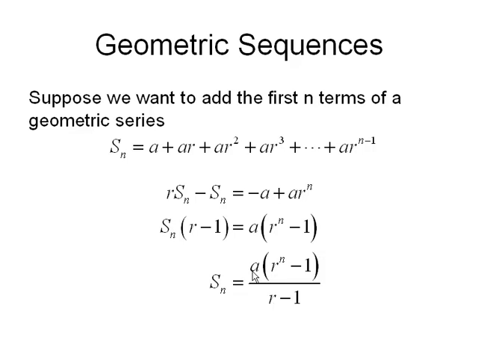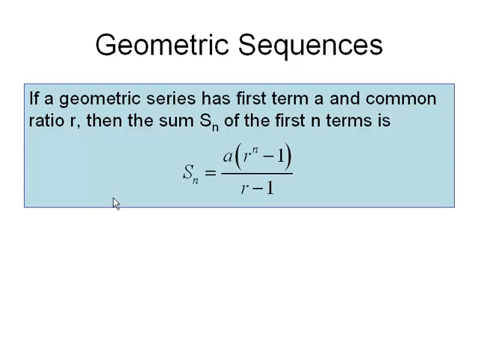So if you tell me what that first term a is, what the common ratio r is, and which term you want, instead of just adding up all of those terms, I just need to stick the numbers into here, and that'll tell me what that sum is. So to summarize, if a geometric series has a first term a and a common ratio r, then the sum S sub n of the first n terms is given by the formula S sub n equals the fraction with a times the quantity r to the n minus 1 on top, and in the denominator r minus 1.